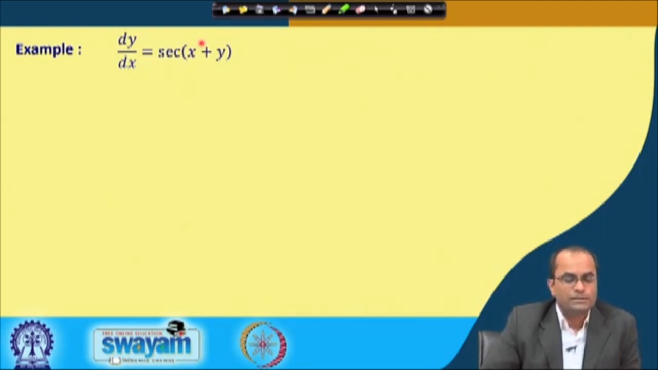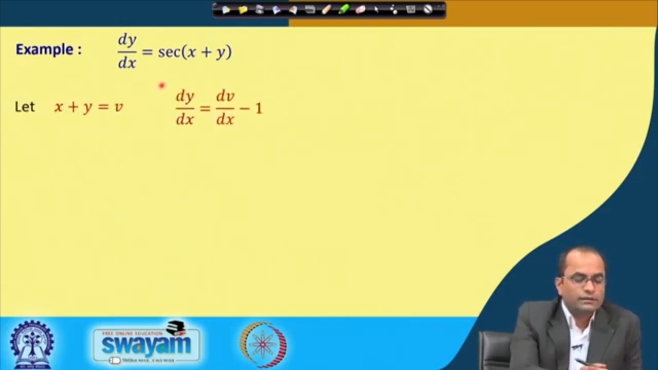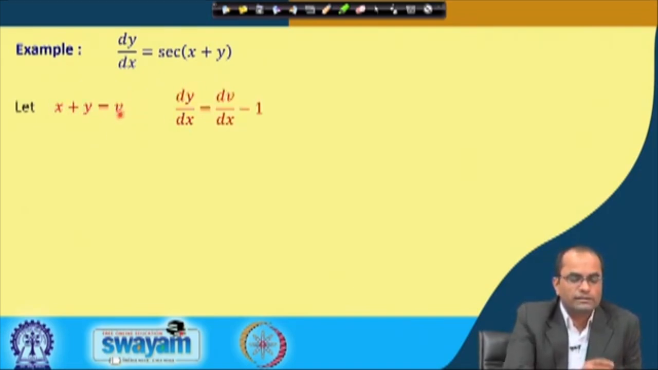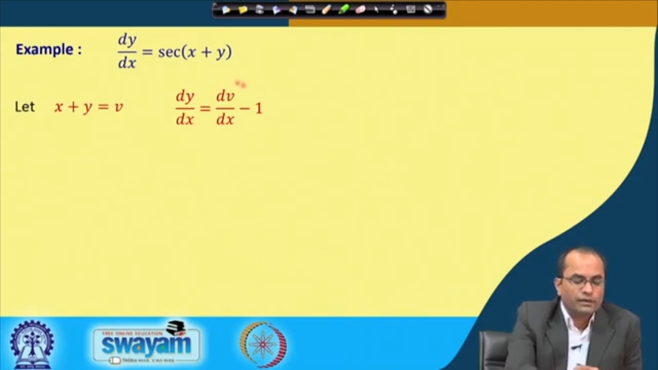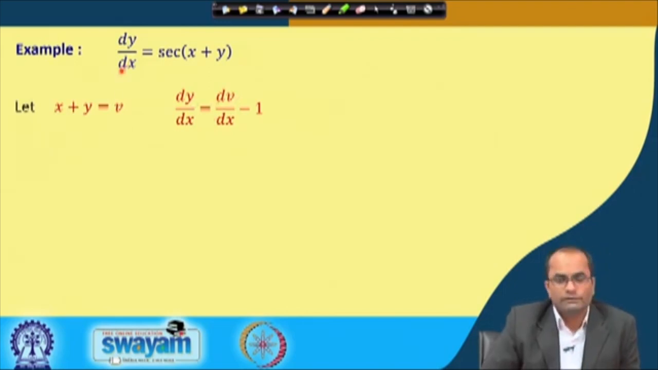That means, this x plus y we will set as v, and so here we can now get dy over dx. So, 1 plus dy over dx is equal to dv over dx, and then dy over dx will be dv over dx minus 1. So, we have this change now from y to v, which we can substitute in the given equation.